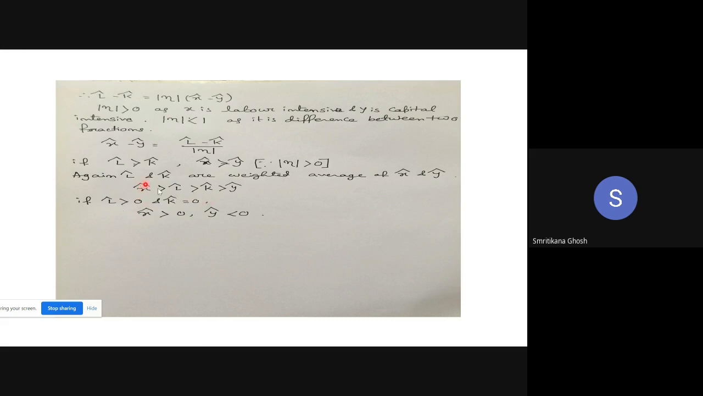Then if you just put 0 here, K hat is equal to 0, so ignore it. And L hat is greater than 0. So then X hat will be greater than 0. That means production of X has increased. And Y hat will be less than 0. That means production of Y will fall. So this is all about the Rybczynski theorem from mathematics.